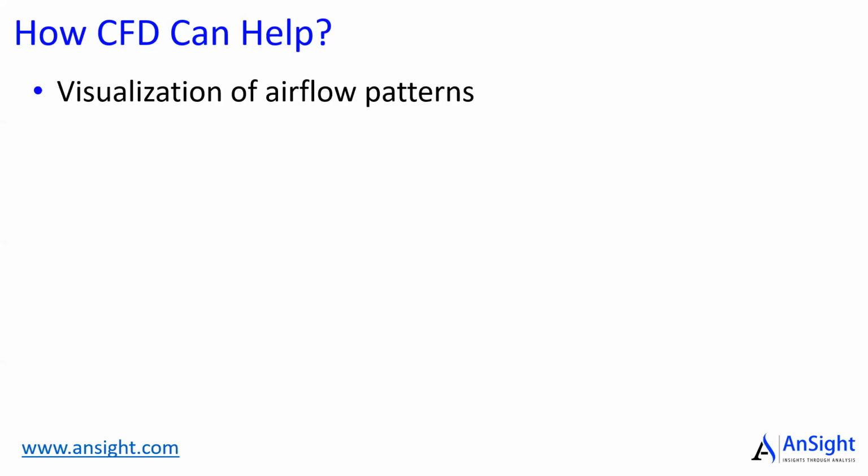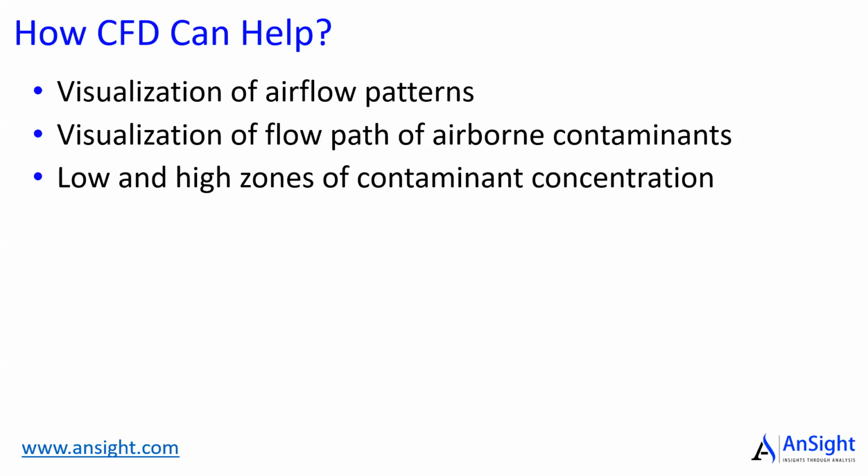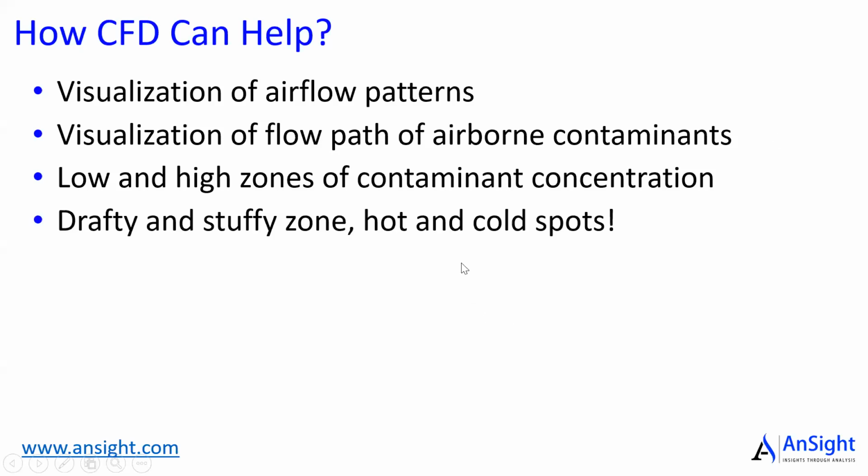If we don't know how the air is moving, we will not know the flow path of airborne contaminants. If we have a source here, if somebody is sitting there and there are virus particles coming out from somebody's breathing or sneezing or coughing, we have some high-level guidance, but we don't know exactly where those airborne particles will go. That's why it predicts the low and high zones of concentrations. Also the drafty and stuffy zones, hot and cold spots.